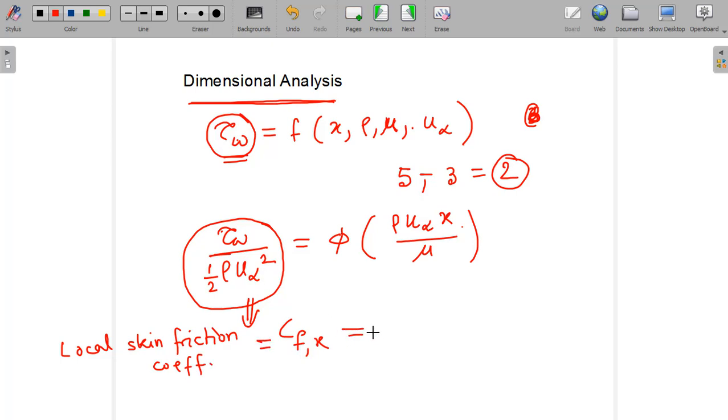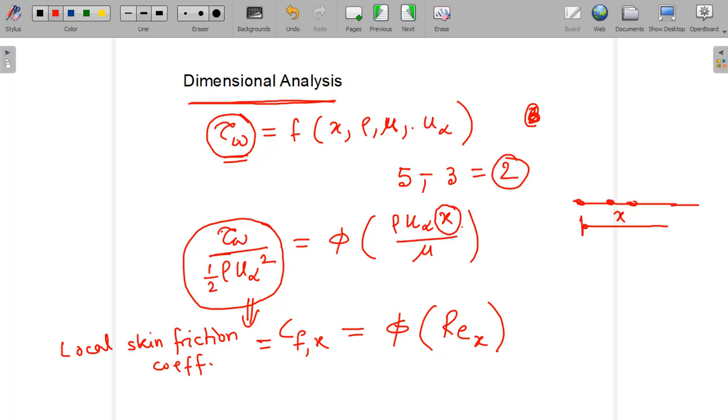So skin friction coefficient is a dimensionless expression of the shear stress, and that is a function of this dimensionless group, which is a very popular dimensionless group called the Reynolds number, but this is a local Reynolds number, where x is the characteristic length. So what is the characteristic length of this system? In a flat plate, the characteristic length is basically the distance from the leading edge. Okay, so Reynolds number is not constant.